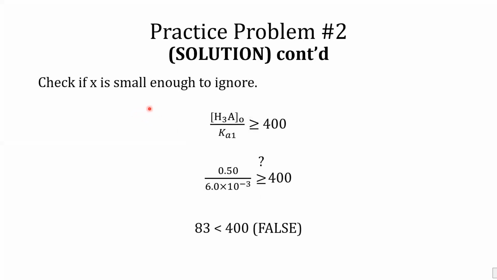To determine if X is small enough to ignore, one needs to take the concentration of arsenic acid divided by the K1 value to see if the ratio is greater than or equal to 400. It turns out that the ratio equals 83, which is less than 400. So one needs to use either the quadratic equation or successive approximation to solve for X. Like before, we will use successive approximation.